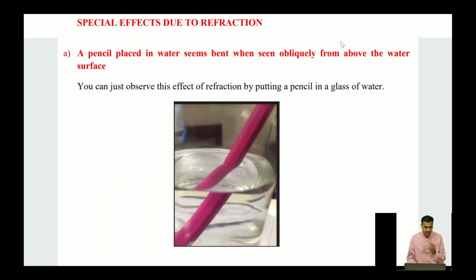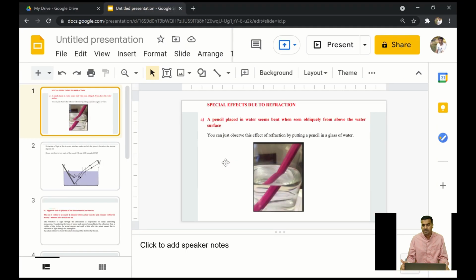Okay, so let us take some of the special effects due to refraction. So far we studied refraction and the phenomena corresponding to refraction, like normal shift and lateral shift. Let me take some examples to explain the natural phenomena which are related to refraction.